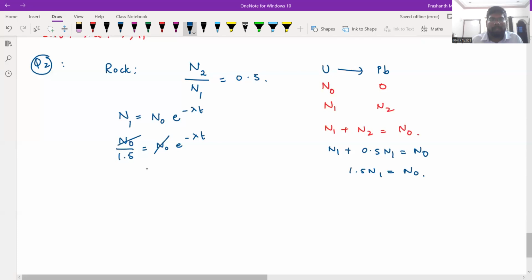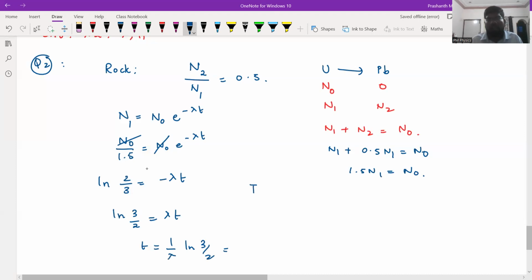Understood, Gagan? Yes, sir. So 3 by 2 is equal to e power lambda t. Now you have to apply log on this side and this side: ln 3 by 2 is equal to lambda t. So what is t equal to? 1 by lambda ln 3 by 2. What is 1 by lambda? Again, we should write it in terms of t half. What is the relation? t half is equal to 0.693 by lambda. So in the place of 1 by lambda we write t half by 0.693, and ln 3 by 2 will be the answer.